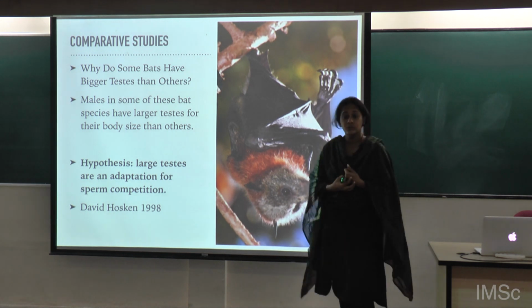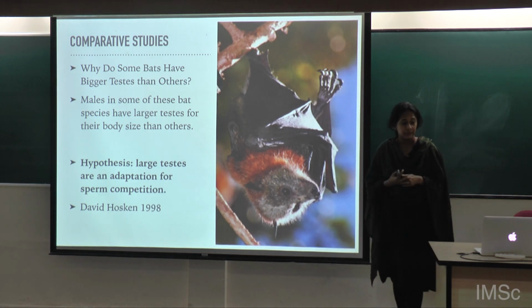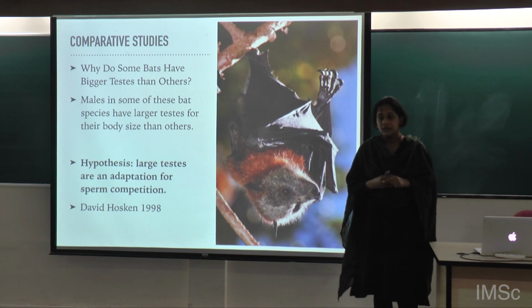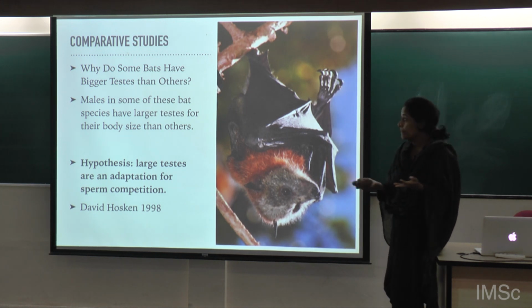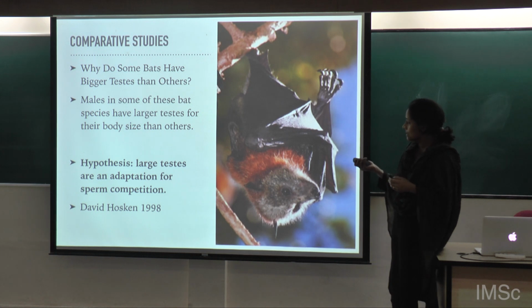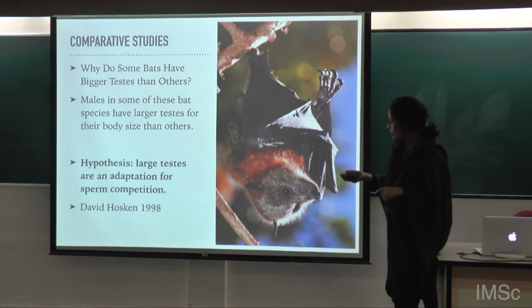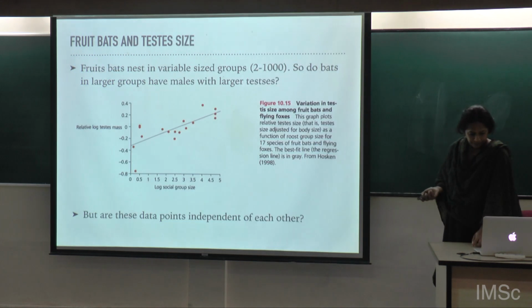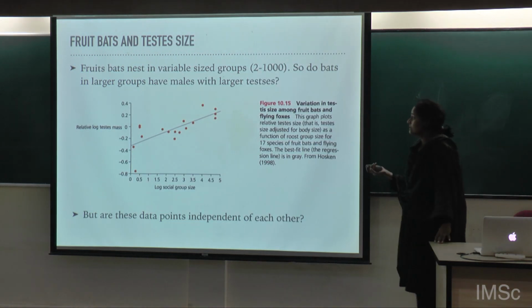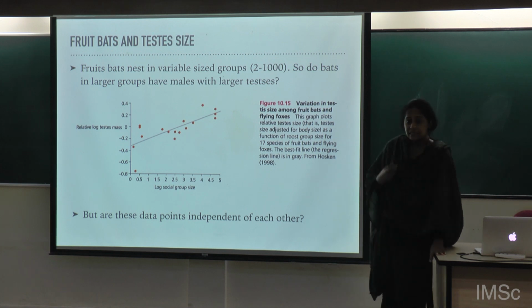And sometimes we can use a setup like this to answer a question. So let's assume that our question is this. We're looking at bats, and some species of bats have bigger testes than other species, right? So why is this so? Males in some of these have larger testes for their body size than others. And the hypothesis is that larger testes are an adaptation for sperm competition. This is a study that was proposed in the late 90s. So what you had was, these are social species.